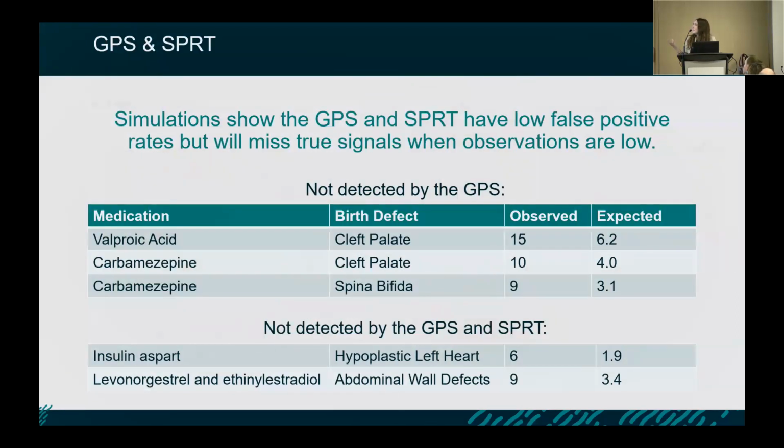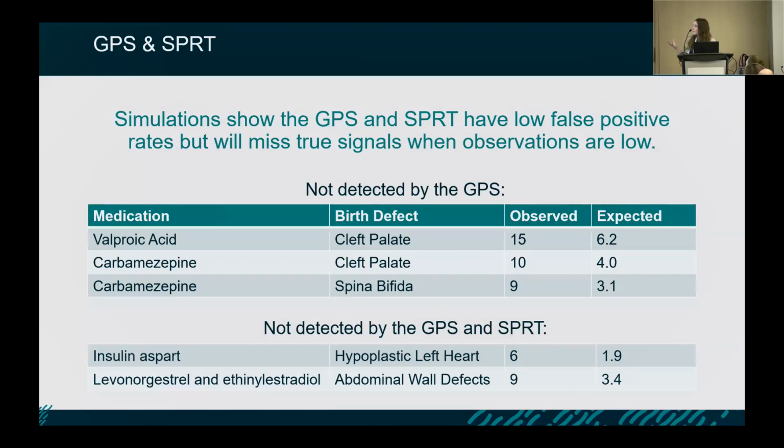So we know from simulations that the GPS and the SPRT have a very low false positive rate, which is great, but they tend to miss true signals when the number of observations is low. And here we have a set of pairs that actually we would have really wanted to see. So this is valproic acid with cleft palate, carbamazepine with cleft palate and spina bifida. These are well-known teratogenic associations that we really would have wanted to be picked up by any signal detection method.